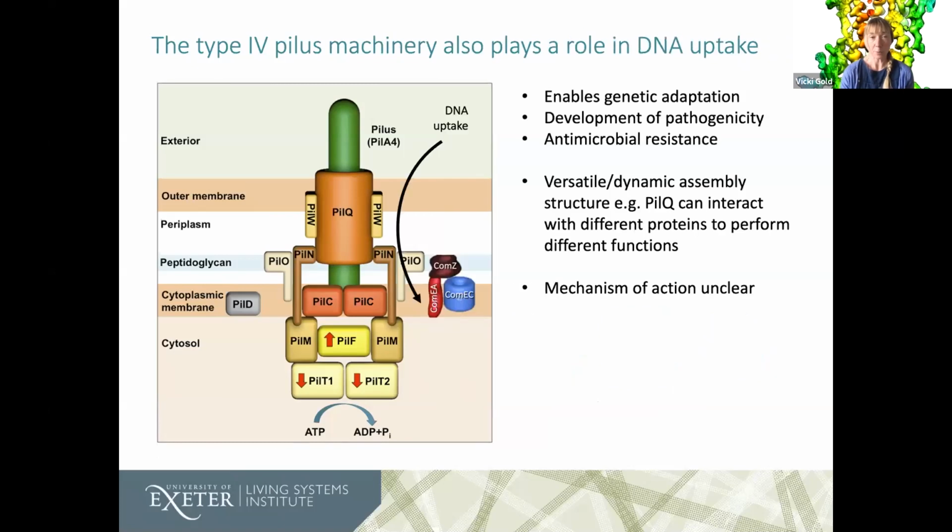So the type 4 pilus machinery also plays a role in DNA uptake, and this is by interacting with these common proteins, which are shown here at the cytoplasmic membrane. And this is a very interesting mechanism for us because this mechanism of DNA uptake obviously enables genetic adaptation through horizontal gene transfer and can allow the development of pathogenicity and antimicrobial resistance. However, the mechanism of action, so how this machinery can perform 2 seemingly independent functions, is not clear.